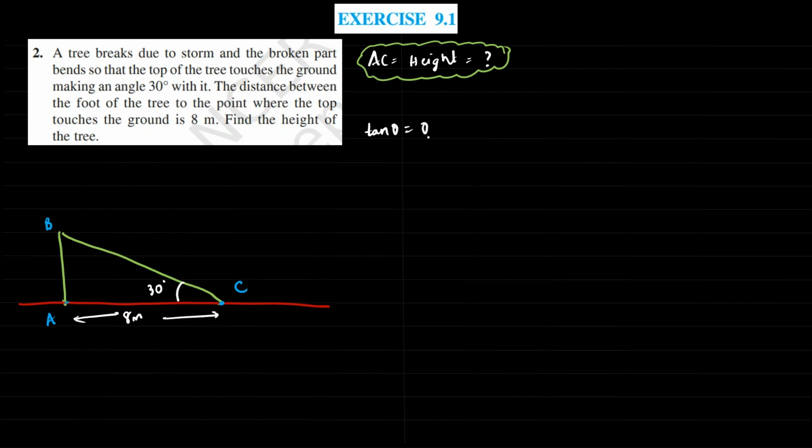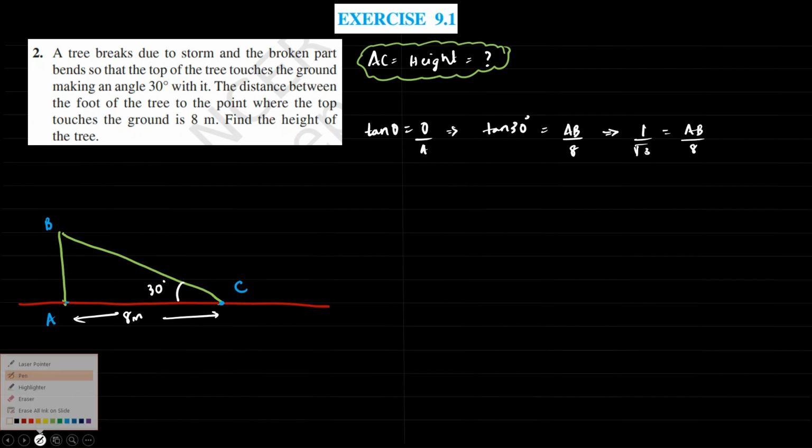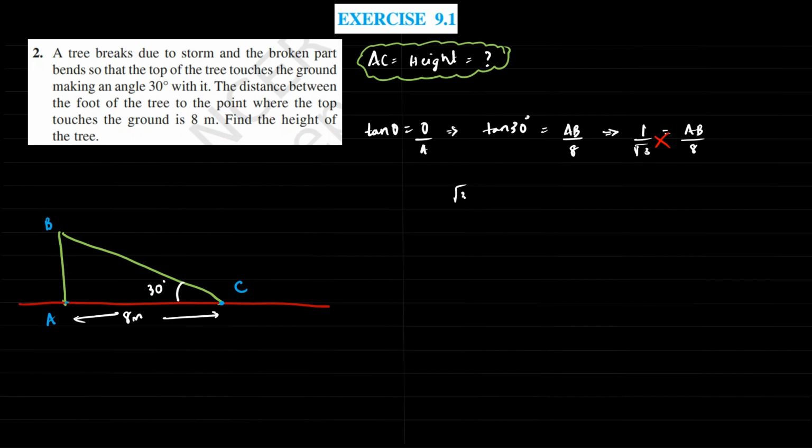So tan theta is the opposite side over the adjacent side. So we have tan 30 degrees should be equal to the opposite side, which is AB, which is unknown, divided by the adjacent side, which is 8. Now tan 30 is 1 over square root of 3, and that's going to be equal to AB over 8. Now you can cross multiply over here. Square root of 3 multiplied by AB is going to be 1 multiplied by 8, which is 8. Divide both sides by square root of 3, and you have the value of AB as 8 over square root of 3. And this is going to be in meters, and you can put a box around it.